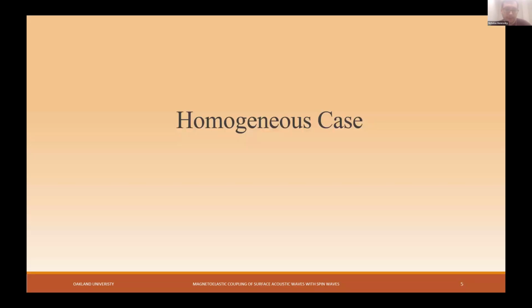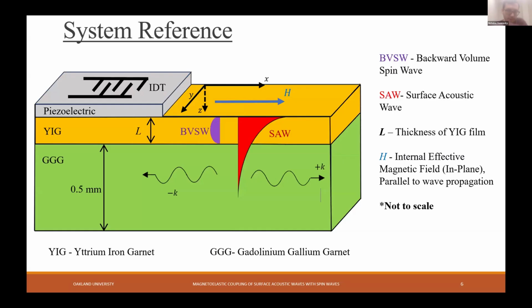So in the homogeneous case, where the magnetic field is kept constant throughout the whole film, we do a theoretical case study with YIG and GGG. So you can excite surface acoustic wave with the IDT or the backward volume spin wave with an antenna. And you'll see that when they do couple, they'll propagate in opposite directions. YIG is great for its low magnetic damping, and it still has very good acoustic properties.